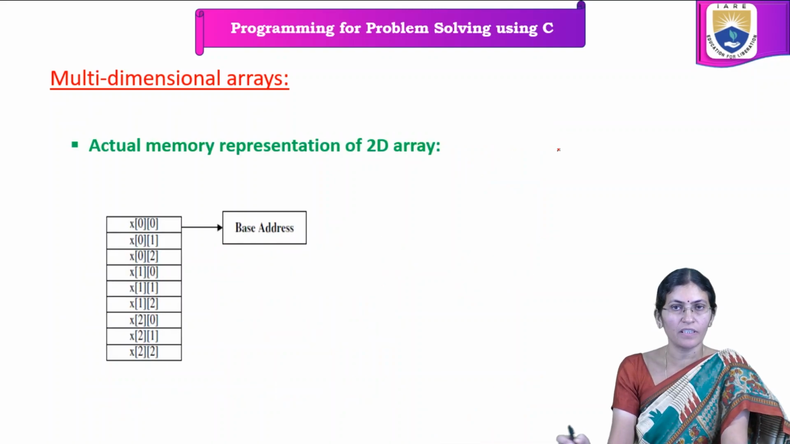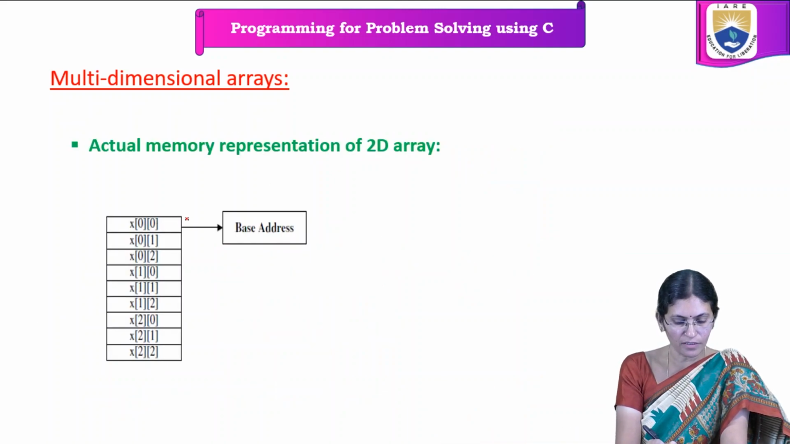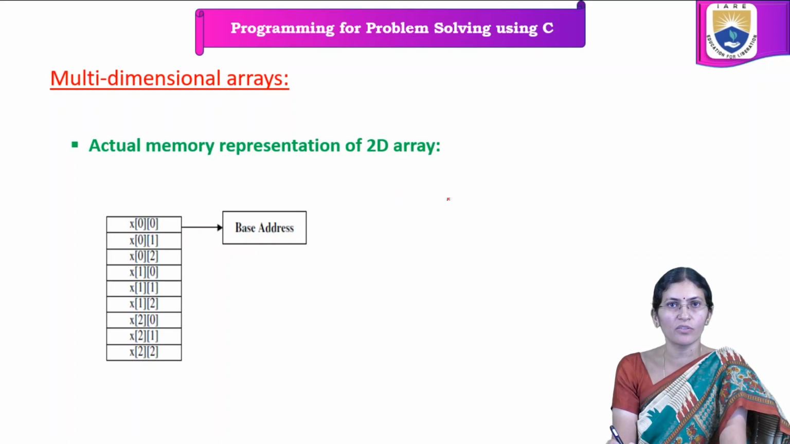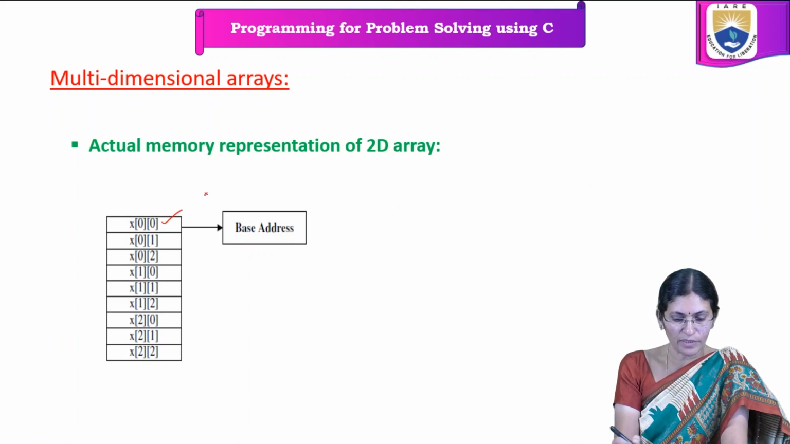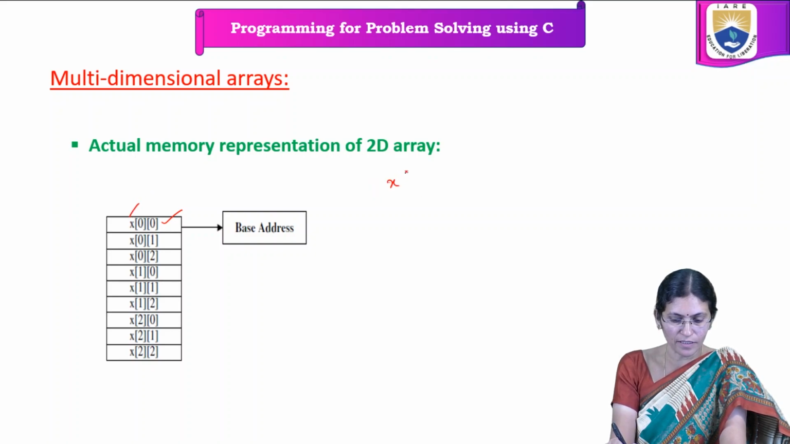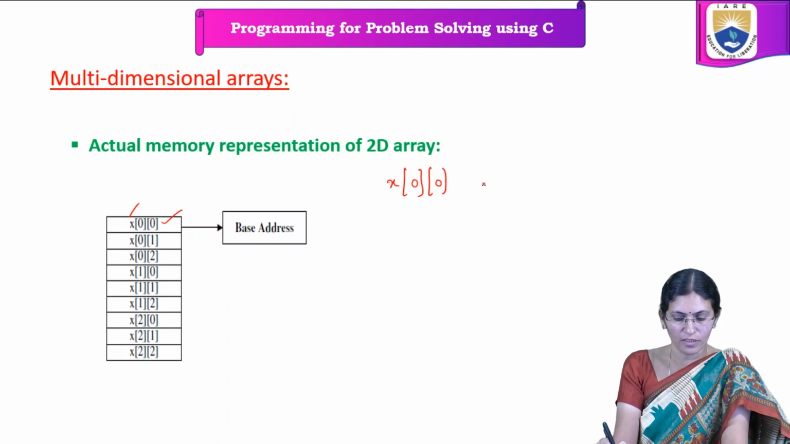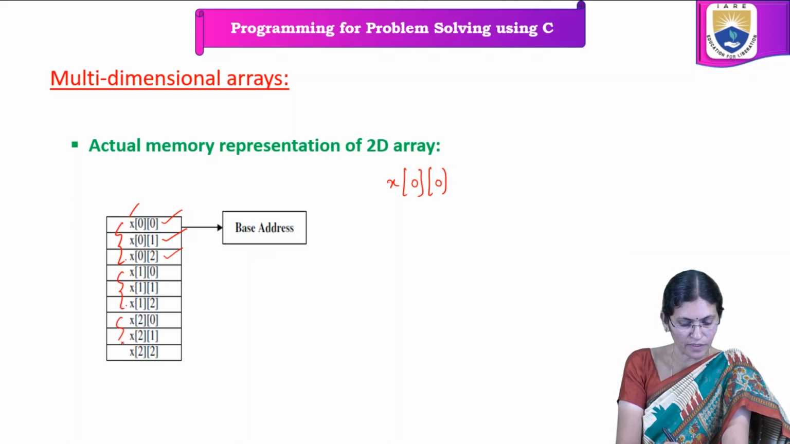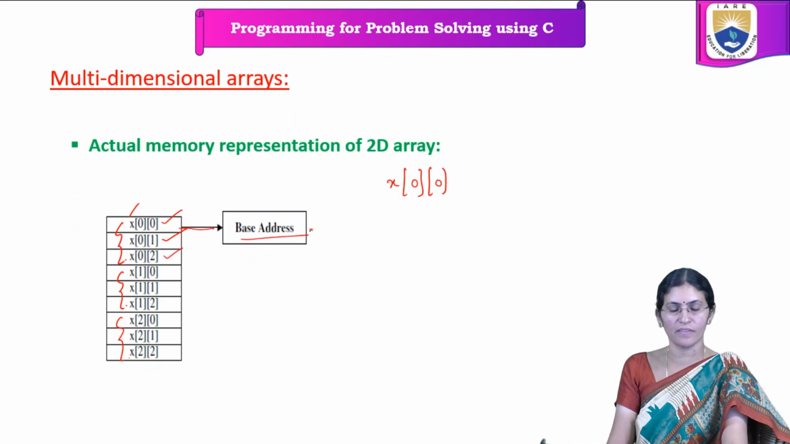So the actual memory representation of a 2D array is in this way. The elements are stored contiguously, in contiguous memory locations. Suppose x is the name of the array, so the first element is x of 0, 0. After that, in the next memory location, the element stored is x of 0, 1. So all the row elements are stored. X of 0, 2 is next; these are the elements of the first row. After that, the second row elements are stored, and then the elements of the third row. The starting element address is nothing but the base address.